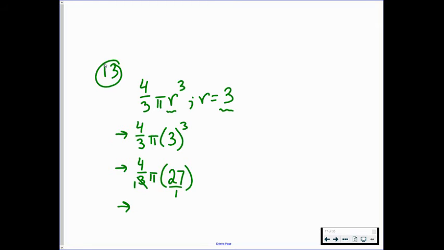3 divided by 3 is 1. 27 divided by 3 is 9. 4 times 9 is 36 pi. And then the denominators, I'm going to multiply those together. 1 times 1 is simply 1, which just gives us 36 pi for our final answer.